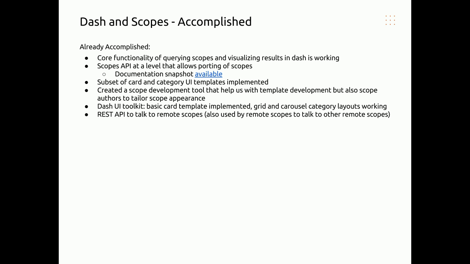On the UI side, most of the design specs are in place and UI implementation has started. The card layouts are done by about 80%, but for category layouts we currently only support grid and carousel renderers. We implemented a scope development tool that helps us with template development, but also scope authors to tailor scope appearance later on. And last but not least, the REST API for local to server-side scope communication as well as server-to-server scope communication has been implemented.